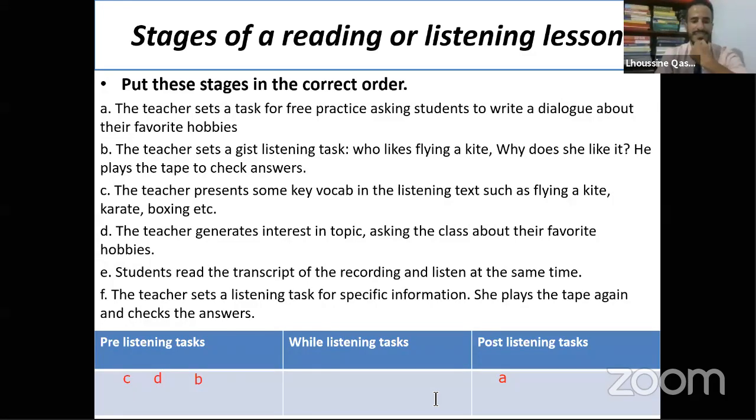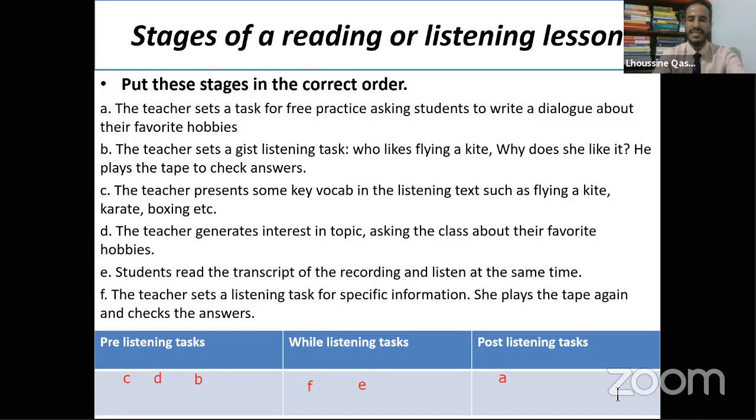E, students read the transcript of the recording and listen at the same time. E is while. And F, the teacher sets a listening task. So we can say here F, and then there is E. Okay, great. Do you agree, or what do you think? Raja said B is while. Shayma said B is while. Siham said B is while. So the teacher says just listening task.